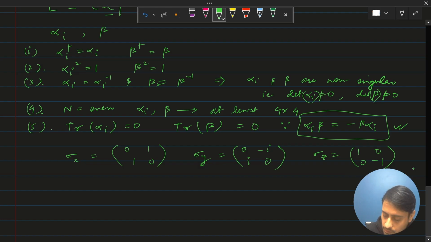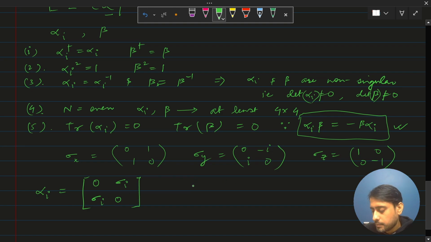So the matrices alpha have a structure like this: 0 0 sigma I, and this is also sigma I. And beta is given as identity matrix 0 0 and minus of the identity matrix.